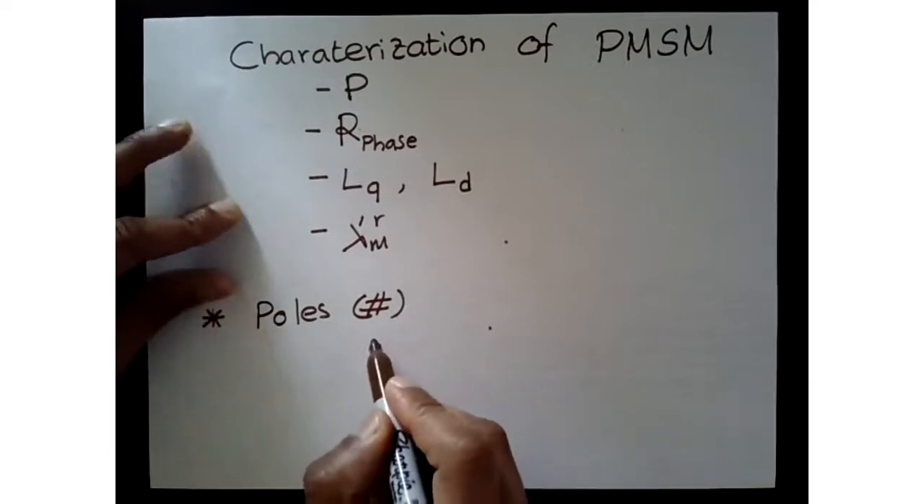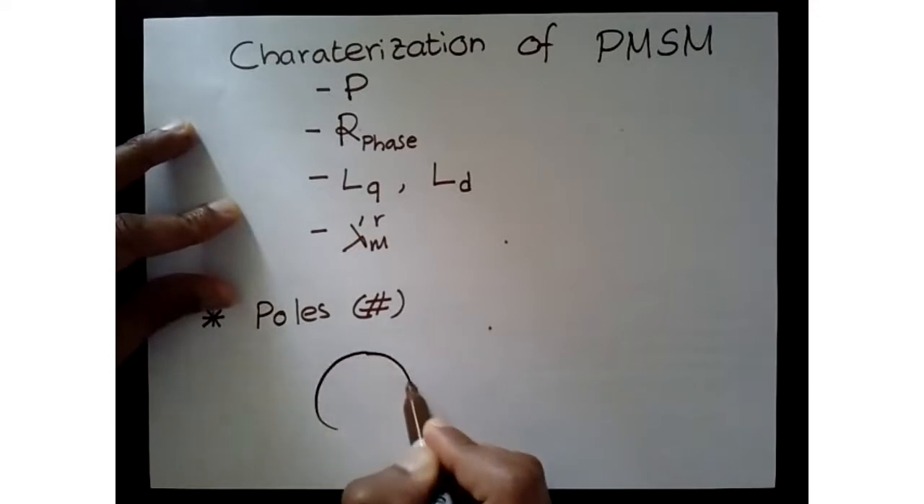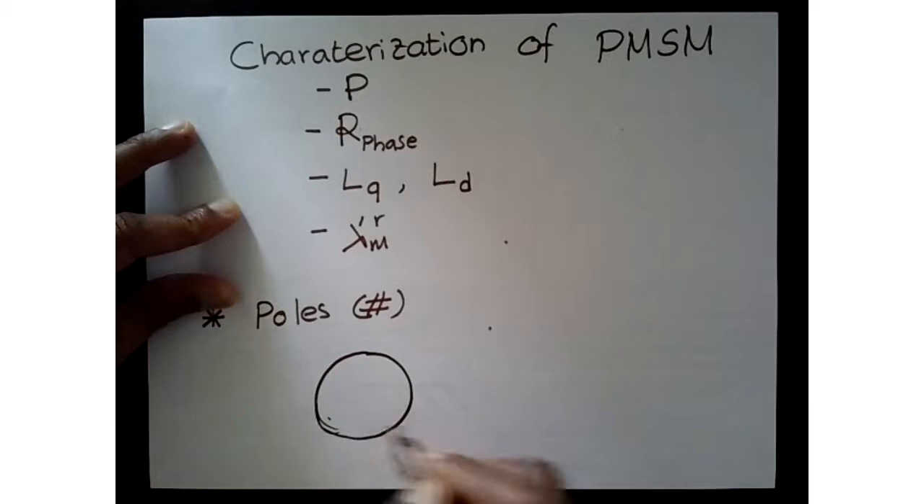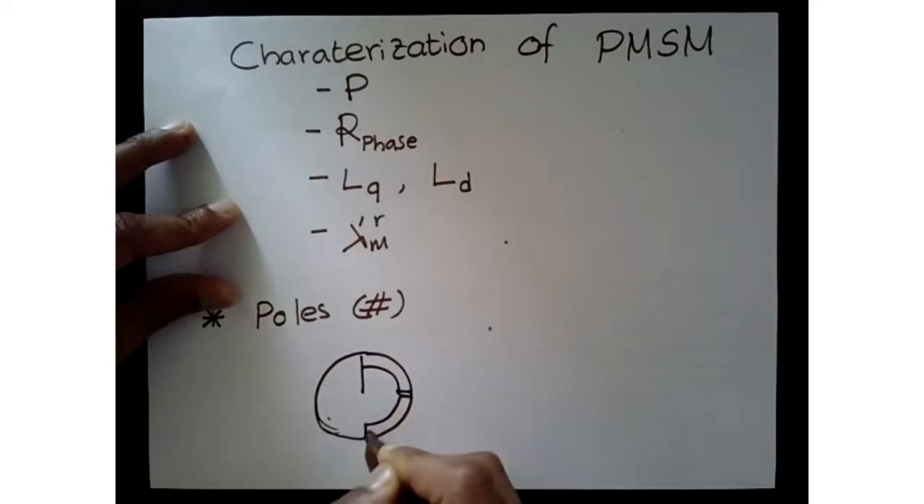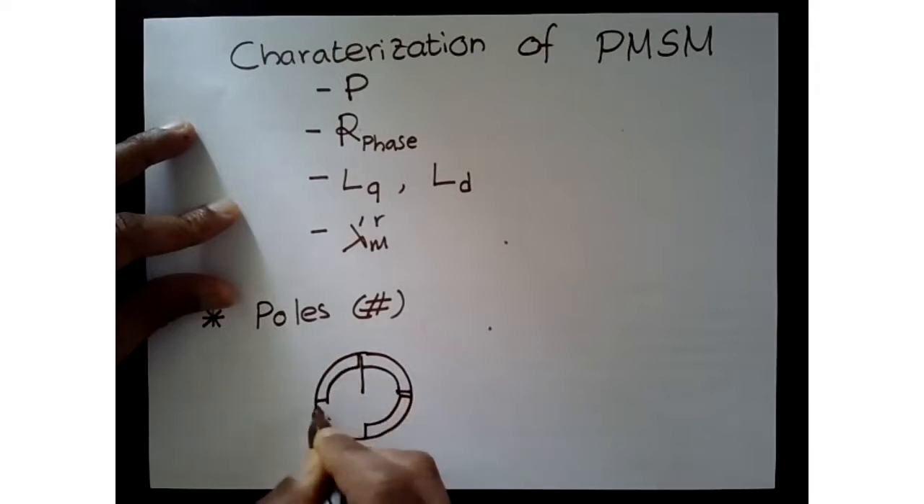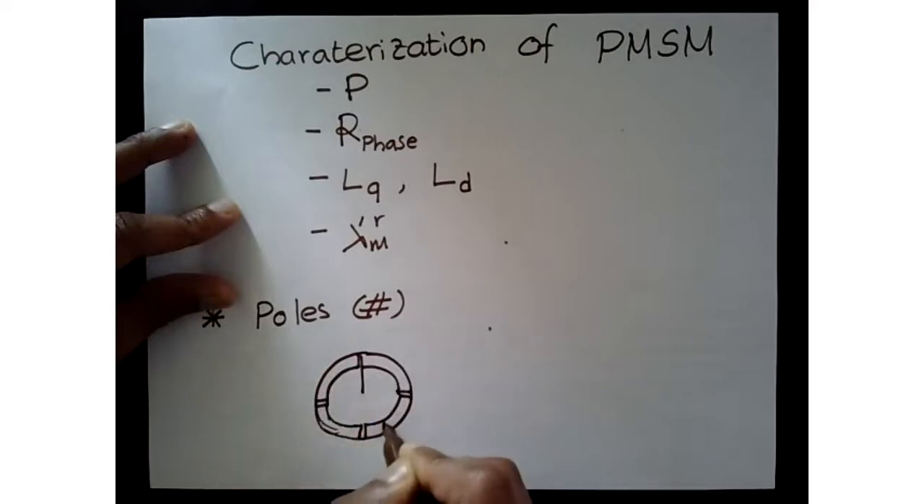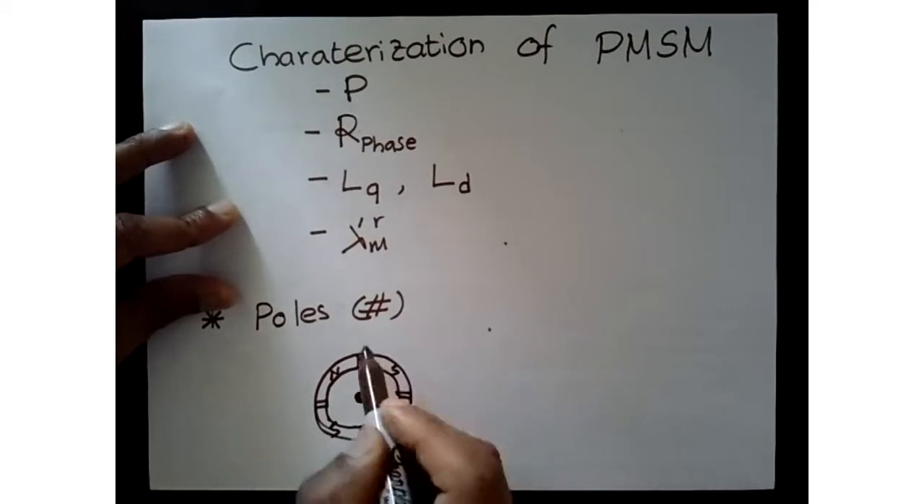So if you think of the motor poles, let's take a very simple rotor here. Okay. And let's say we have two pole pairs or four poles. Right, so you have a north, south, right there. Okay, so this is the rotor only, right?